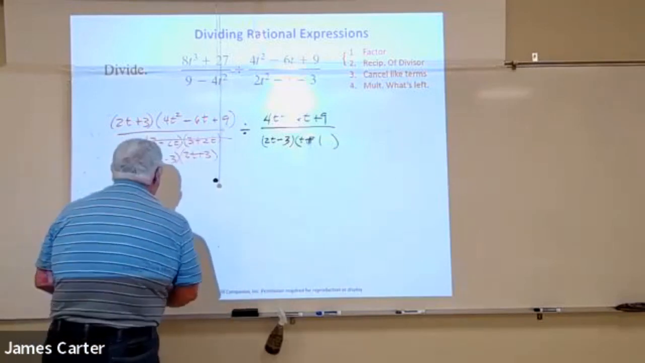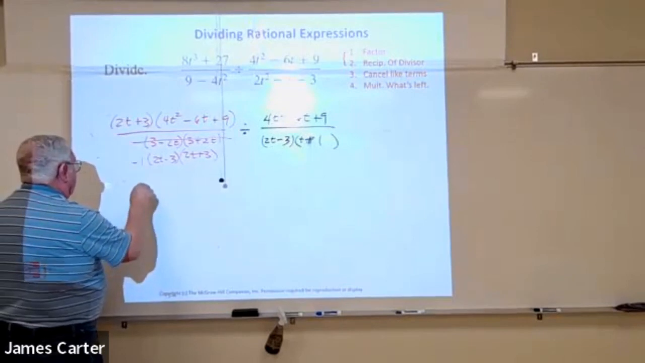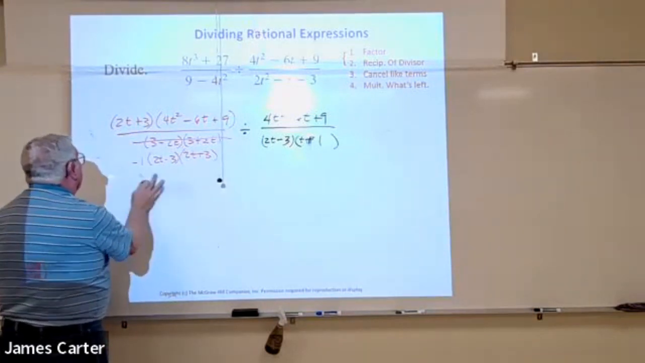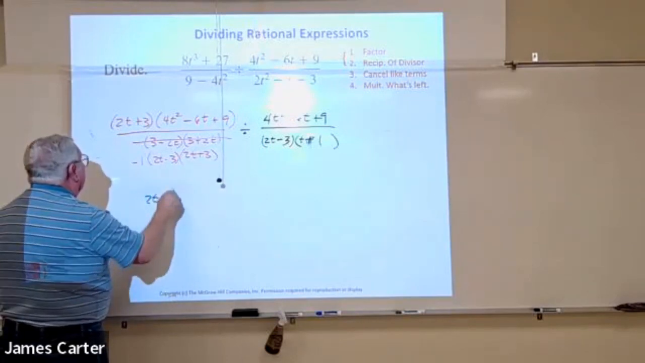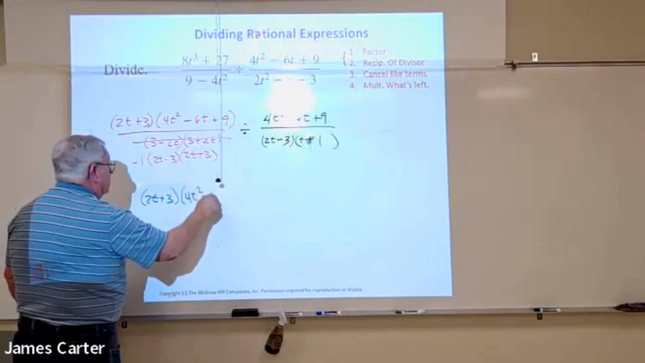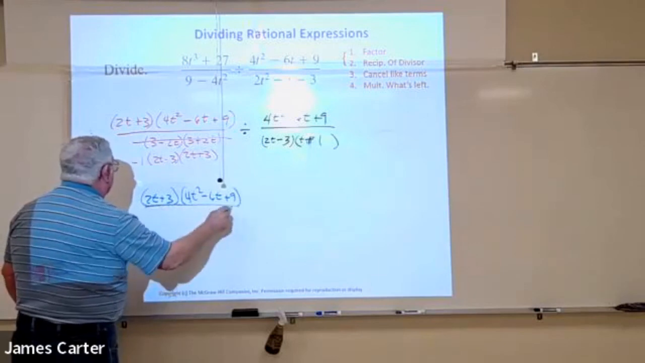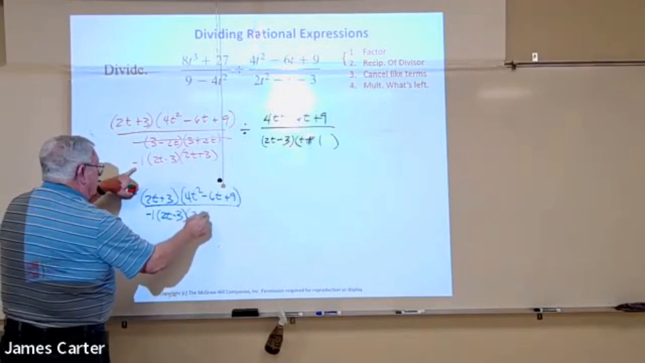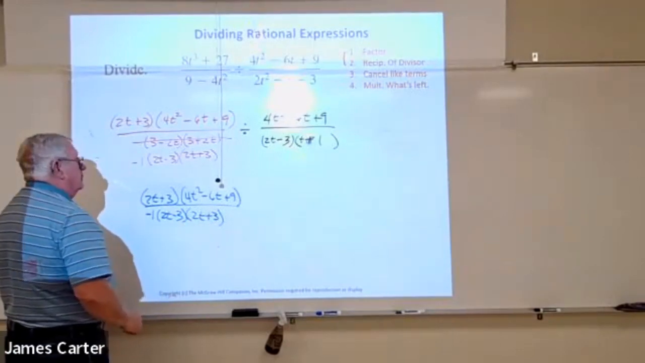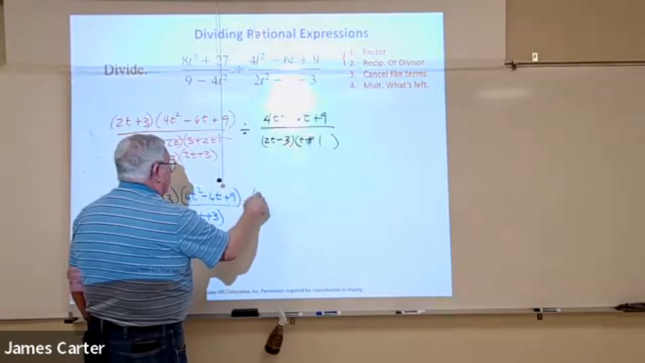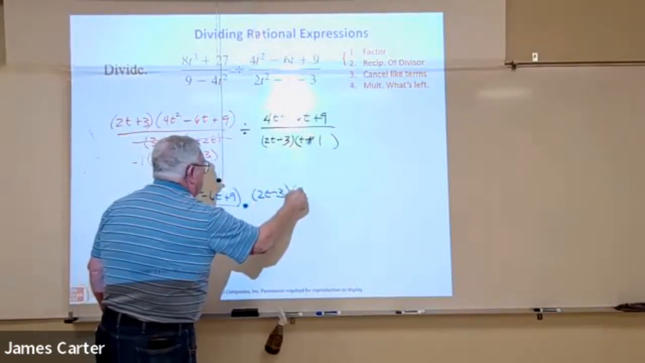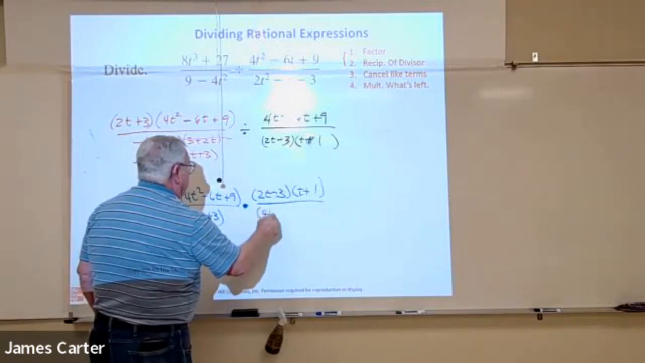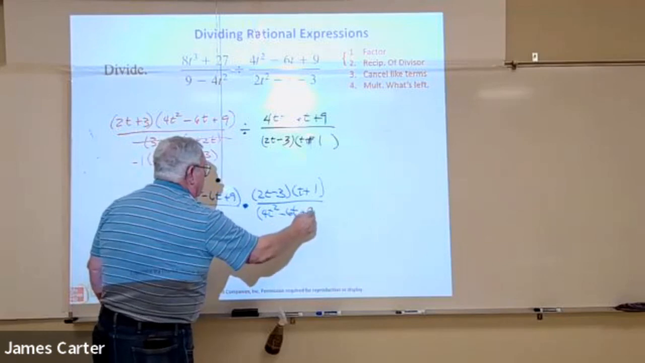Now I have to flip this business. So I got negative 1 times 2t minus 3, 2t plus 3, 4t squared minus 6t plus 9, over negative 1 times 2t minus 3, 2t plus 3, this is getting boring, times 2t minus 3, t plus 1, I better put a tail on that t, over 4t squared minus 6t plus 9.